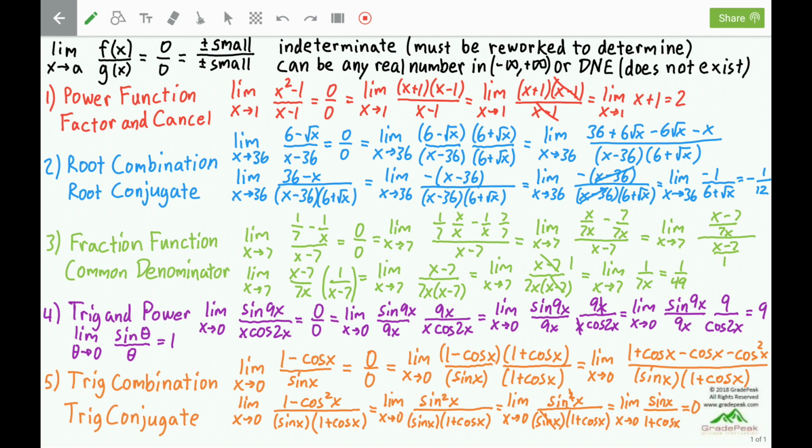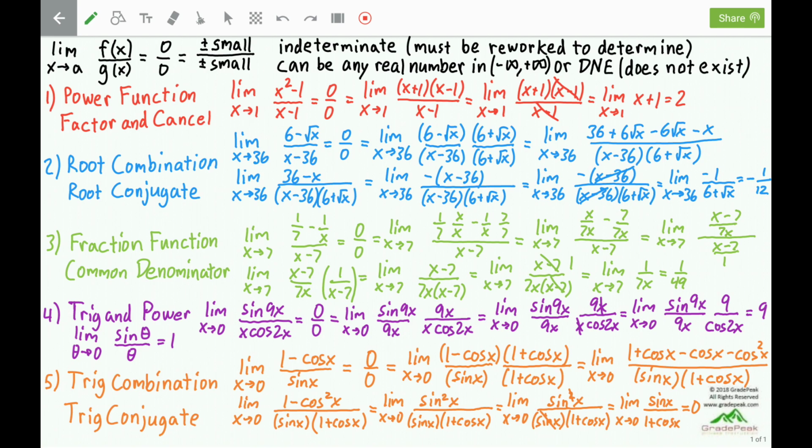Now, one last thing. If you look at all of the results I had come up with for each of the limits in 1, 2, 3, 4, and 5, you'll notice that they ended up being a wide, different set of possibilities. Each one was 0 over 0 indeterminate to begin with, but in the end, for number 1, we had 2. For number 2, we had negative 1/12. For number 3, we had 1 over 49. For number 4, we had a 9. And for number 5, we end up with a 0.